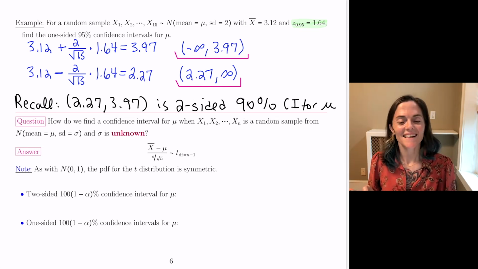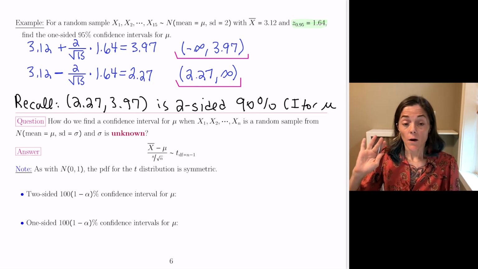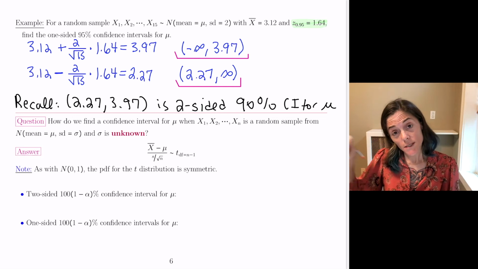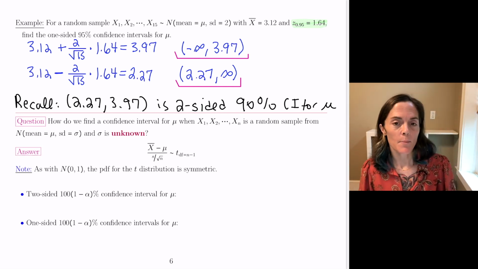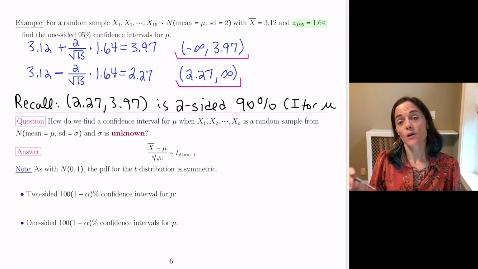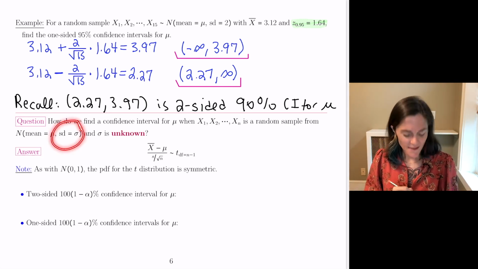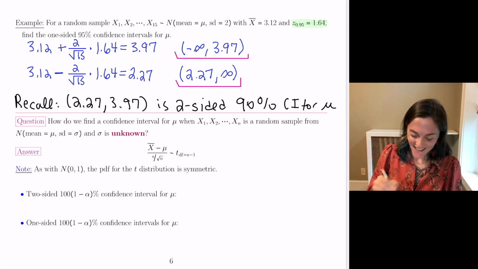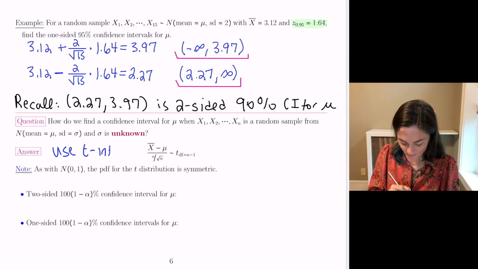Fantastic. Well, now comes a fun question. Suppose we do not know the standard deviation. We still have x1 through xn, a random sample from the normal distribution, and we want a confidence interval for the population mean, but we don't know sigma. Well, the answer, we use t intervals.